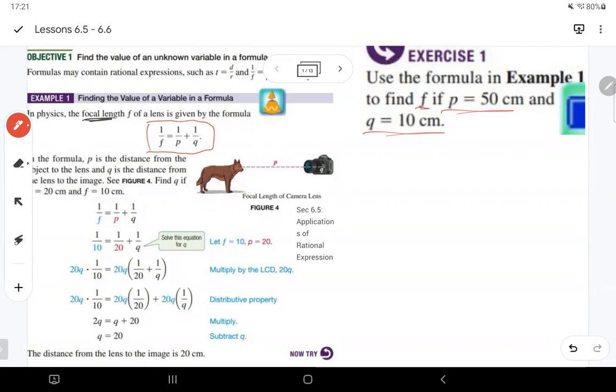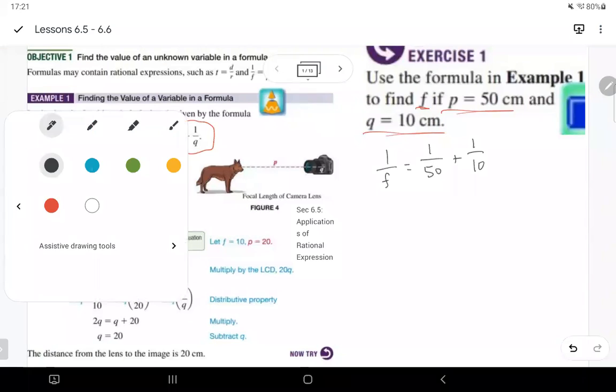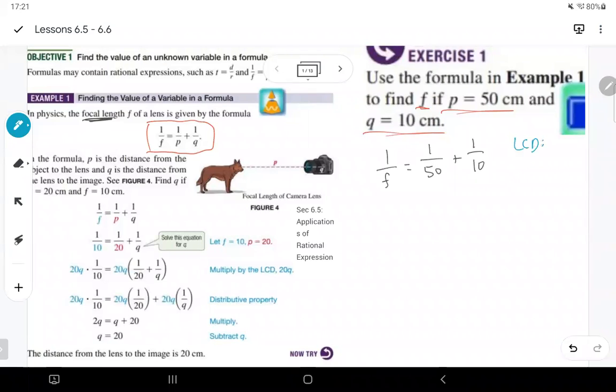So we have to find f, if we're given a p of 50 and a q of 10. So our LCD would be 50f. So we want to come in and multiply each piece by the LCD. And then we'll figure out what's left.